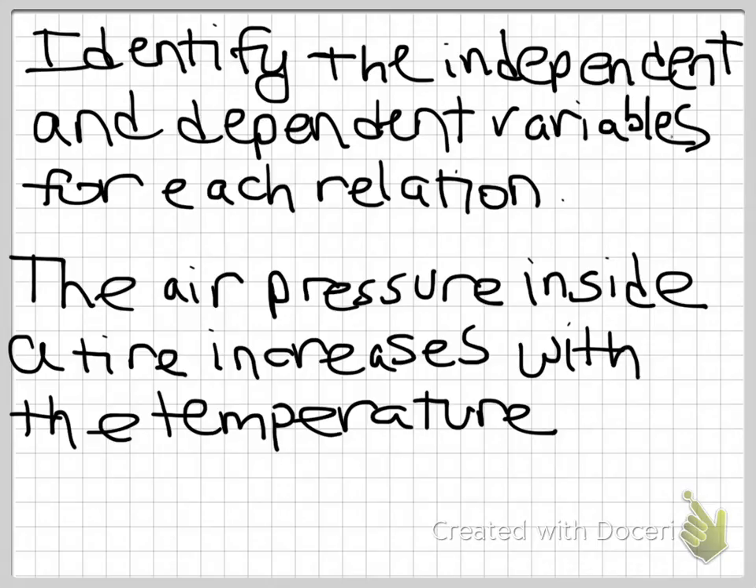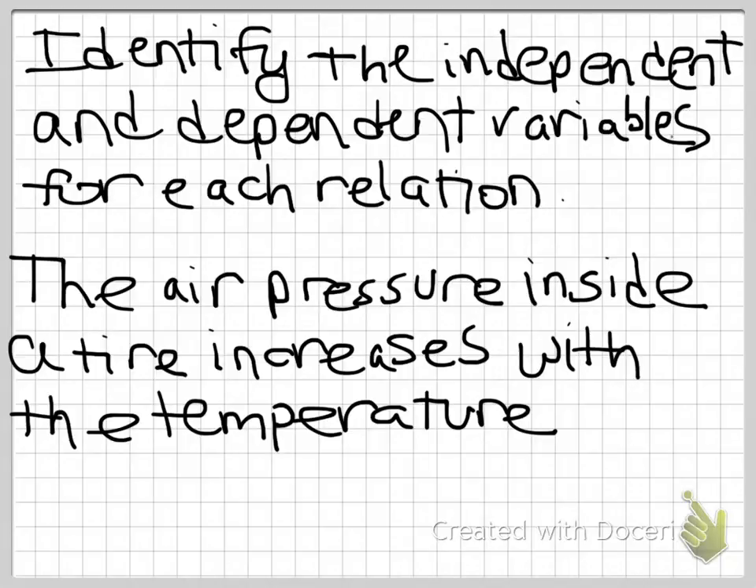Next we're going to look at this scenario where we're talking about an air pressure of a tire and how it's increasing with the temperature. So the higher the temperature, the more air pressure you're going to have inside a tire, and then vice versa, the lower the temperature, the lower the pressure inside the tire. So we are trying to identify the independent and dependent variables.